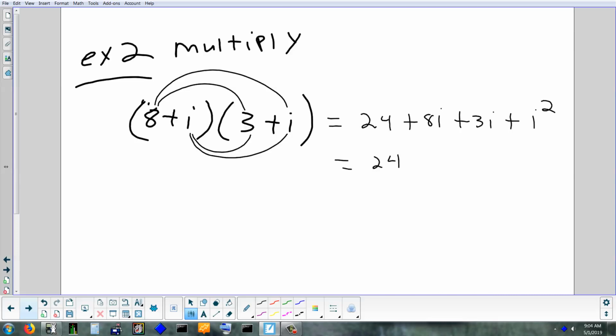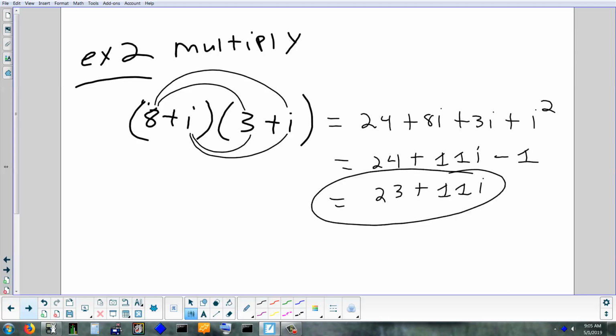Okay, so now we have 24. 8i and 3i gives me 11i. Especially when I have 1s and i's next to each other, I really try to make them look different. So 11i plus i squared is really what? Negative 1. Yep. So last step, 24 minus 1. 23. And my imaginary part? 11i. Okay. And that's it. Any questions on that?